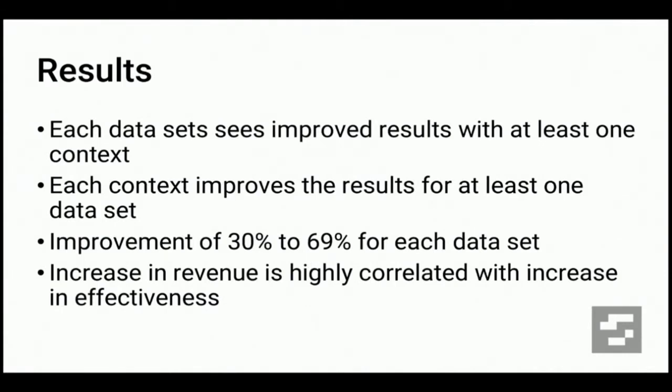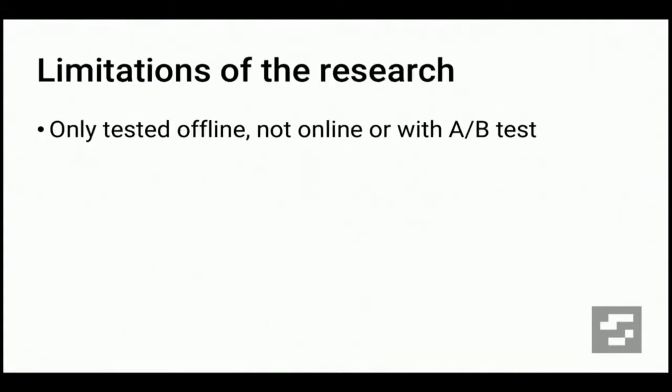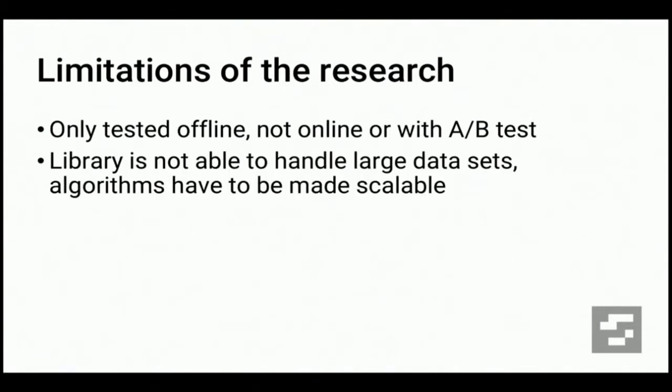And like I said, predicting which context improved the results for which data sets turned out to be very hard. So that's a limitation that should be taken into account. There are some other limitations as well. I used this only in an offline setting, no online or A/B testing. That was basically due to the fact that the open source library that I used was not able to handle such large data sets, and the algorithms should be made scalable before they can be used in production.